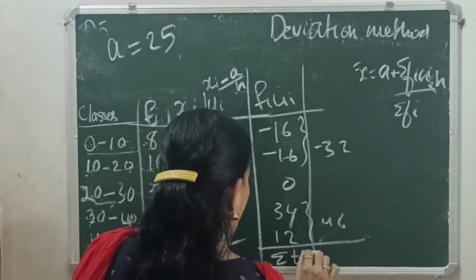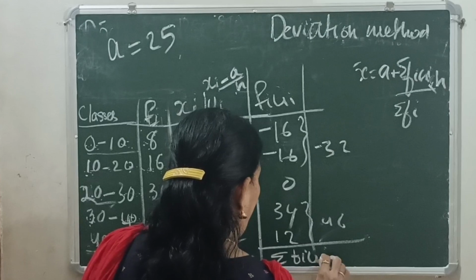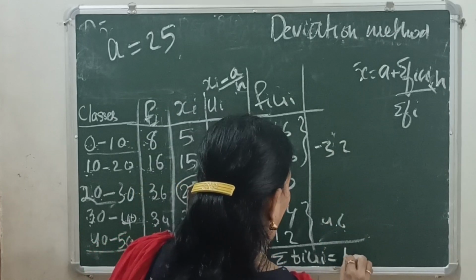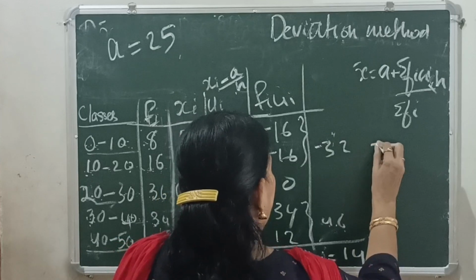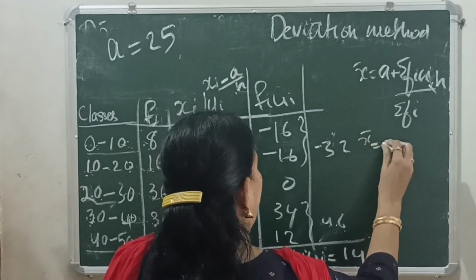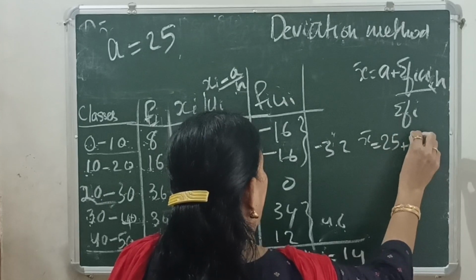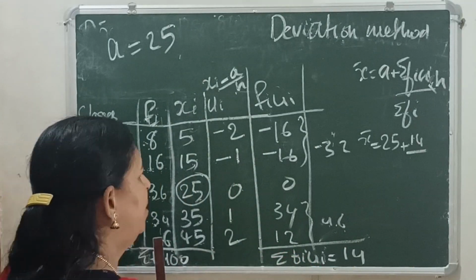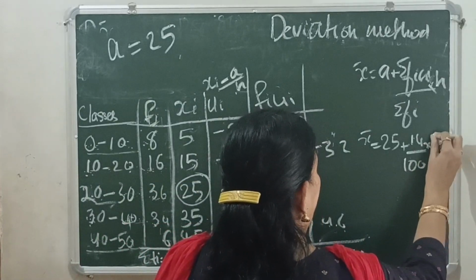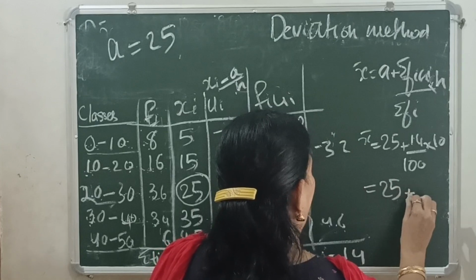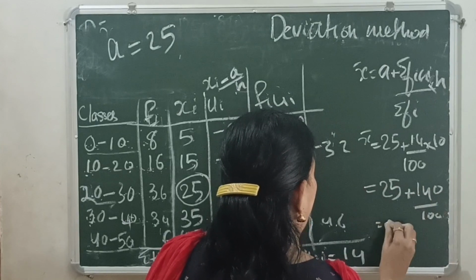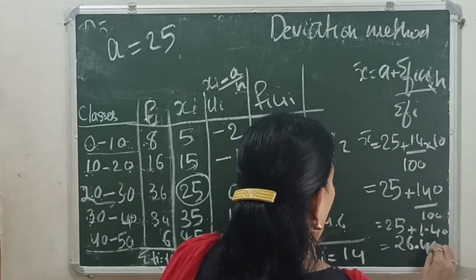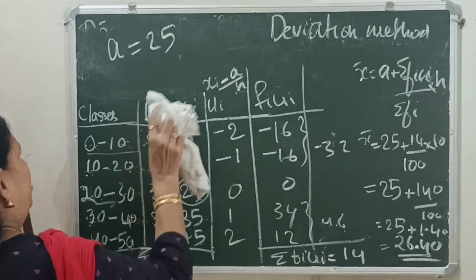Then for finding sigma fi ui, the two have opposite signs, 46 and negative 32, so we subtract and take the sign of 46, that is 14. x bar equal to assumed mean 25 plus sigma fi ui, that is 14, divided by sigma fi, which is 100, into h, class width is 10. That is 25 plus 140 by 100, equal to 25 plus 1.40, that is equal to 26.40. Deviation method arithmetic mean.